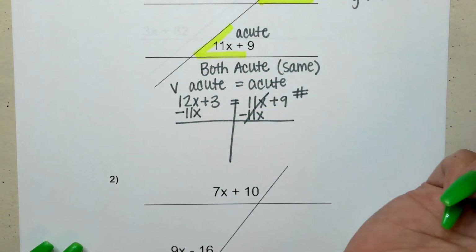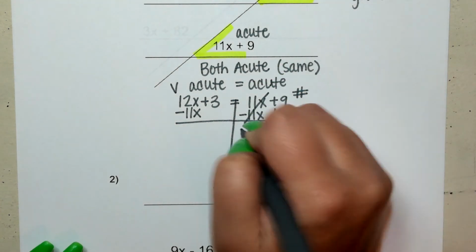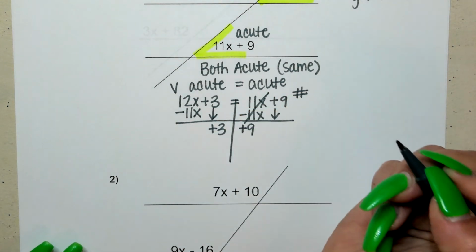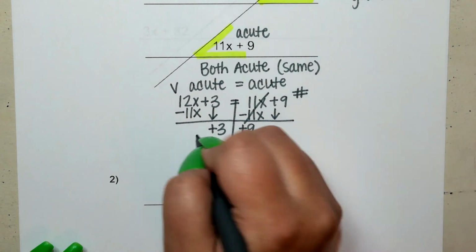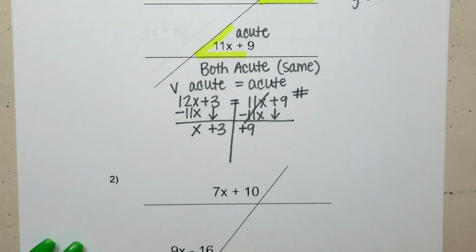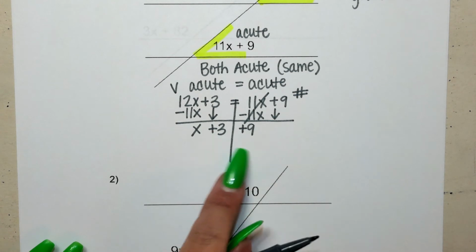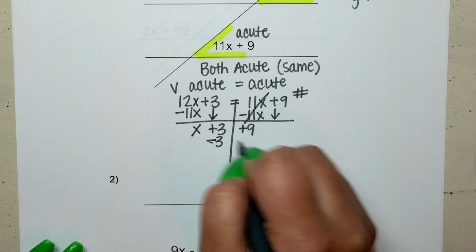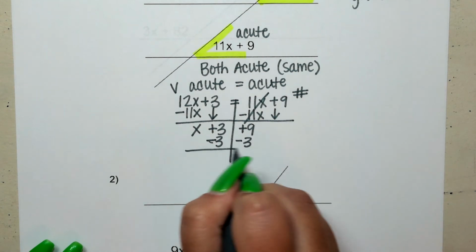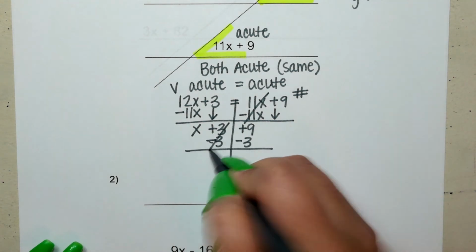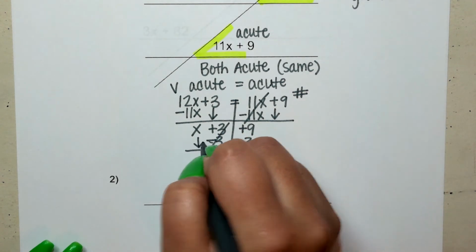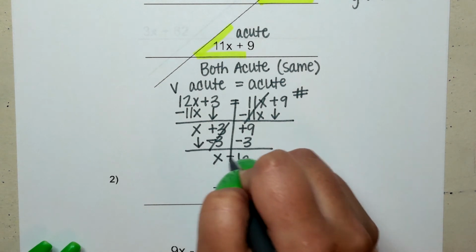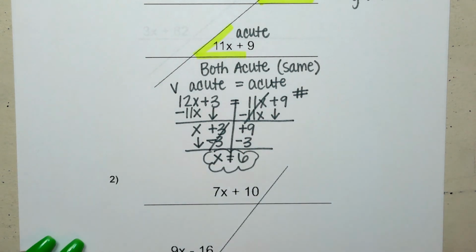These are going to cancel. I'm going to bring down the plus 9. I'm going to bring down the plus 3. And 12 minus 11x is just 1x. Now I want to move the number over to the number side. So I'm going to do the opposite, which is to subtract 3 on both sides. My 3's are going to cancel. I'm going to bring down my x, and 9 minus 3 is 6. So x equals 6.